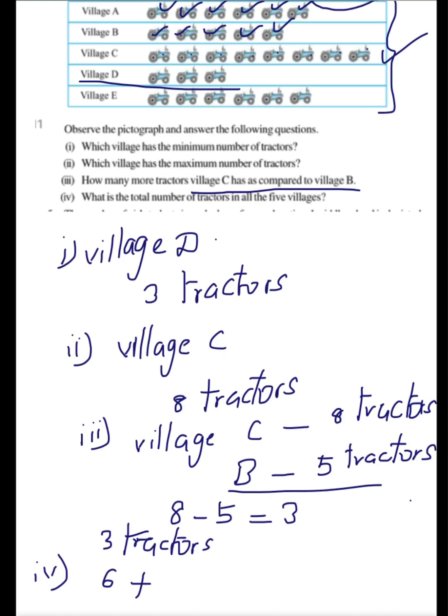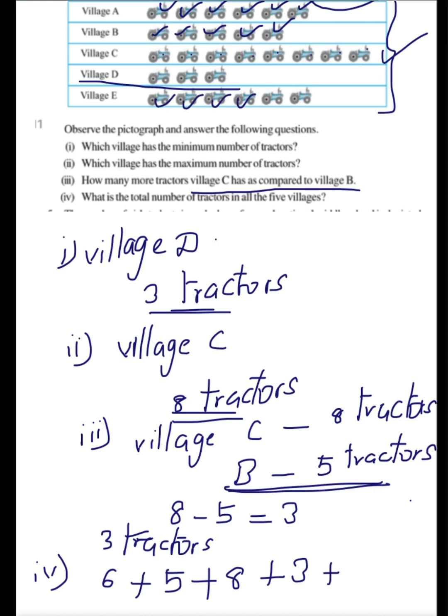From the third question we found 5 tractors. So 5 plus, in village C you know that 8 tractors, plus village D 3 tractors, plus village E, how many tractors? 1, 2, 3, 4, 5, 6. 6 tractors. Okay, so 6 plus 5 plus 8 plus 3 plus 6, then you will get the answer as 28. So the answer for this will be 28 tractors.